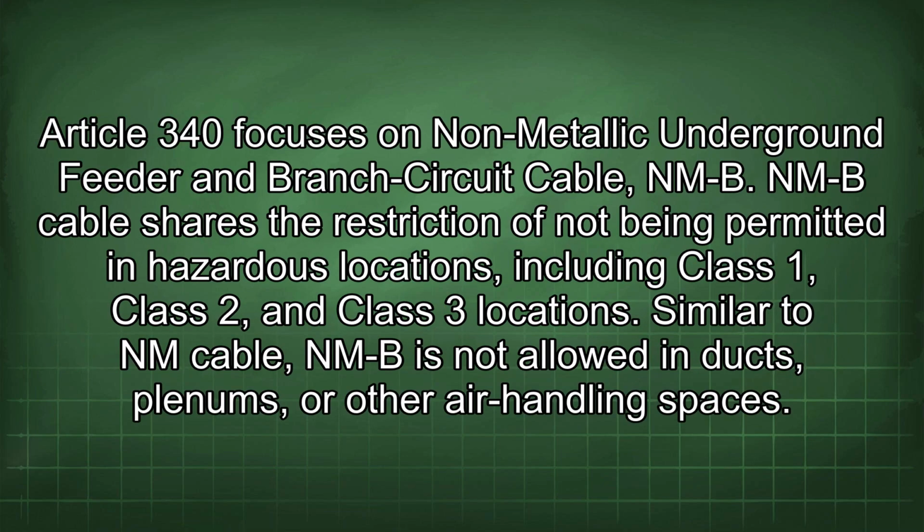Article 340 focuses on non-metallic underground feeder and branch circuit cable, NMB. NMB cable shares the restriction of not being permitted in hazardous locations, including Class 1, Class 2, and Class 3 locations. Similar to NM cable, NMB is not allowed in ducts, plenums, or other air handling spaces.